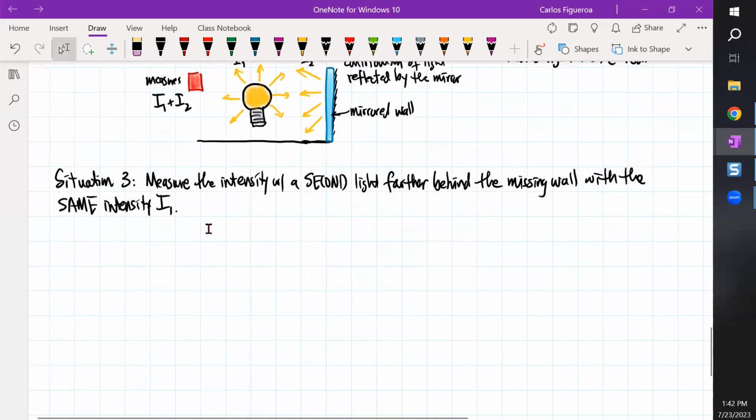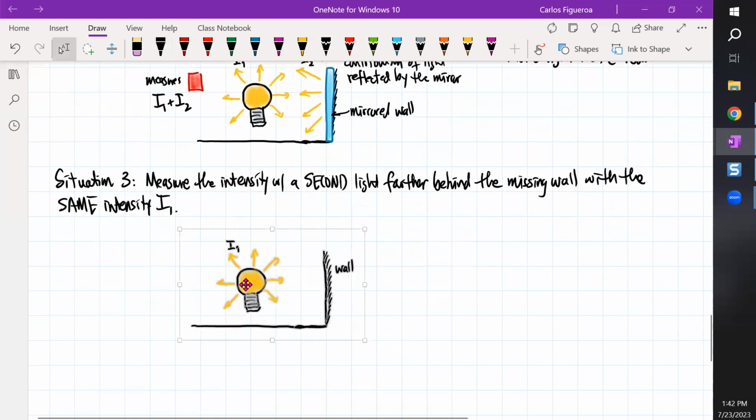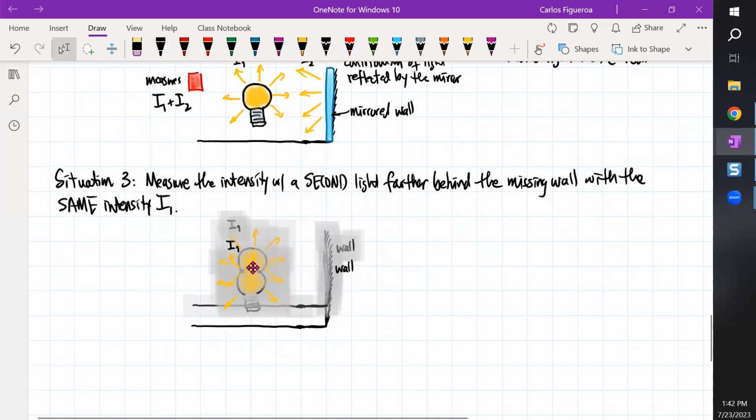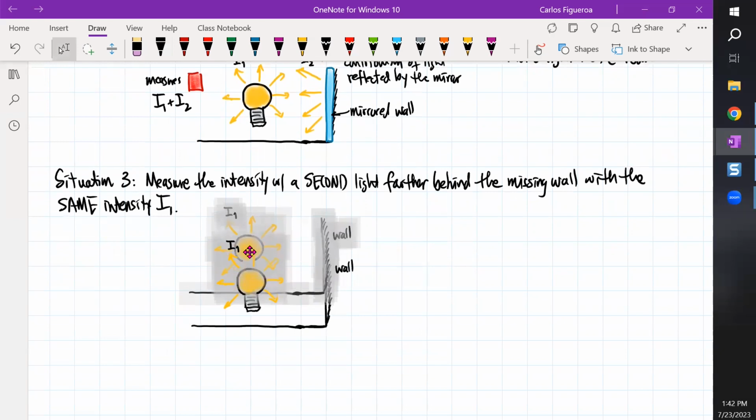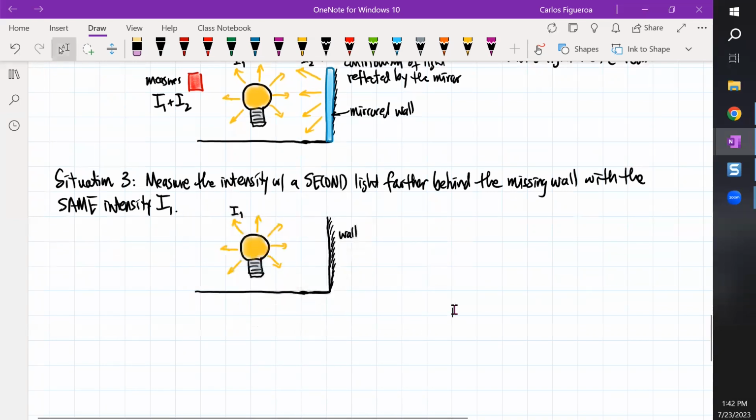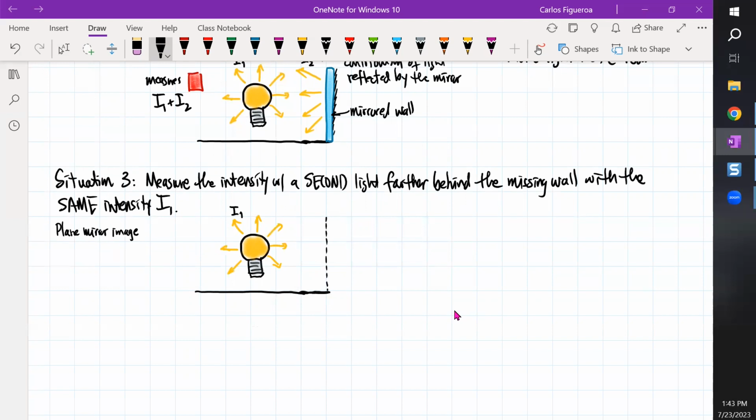Let's draw a picture again. Starting from my other picture, here's what I'm going to do. Now I don't have a wall here, but this is where the wall was. What I want you to pay attention to is that if you're looking at a plane mirror image, it looks something like this. I have an object.